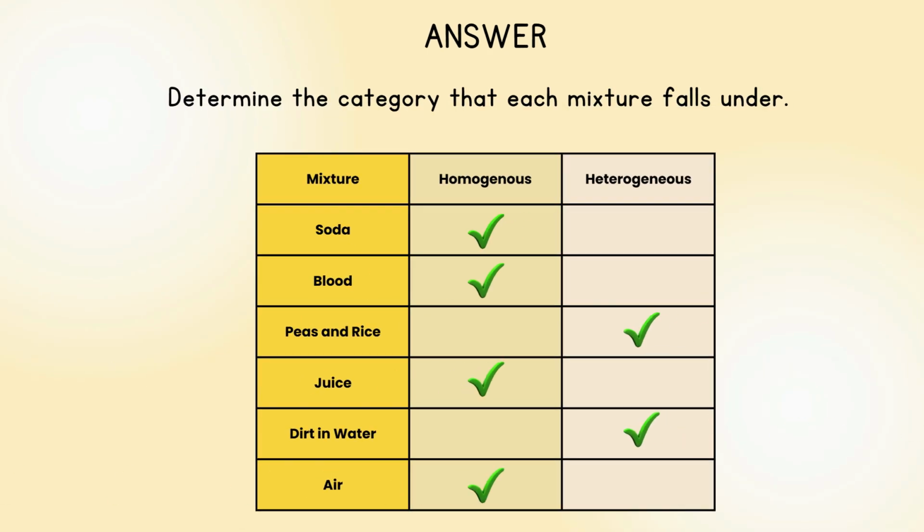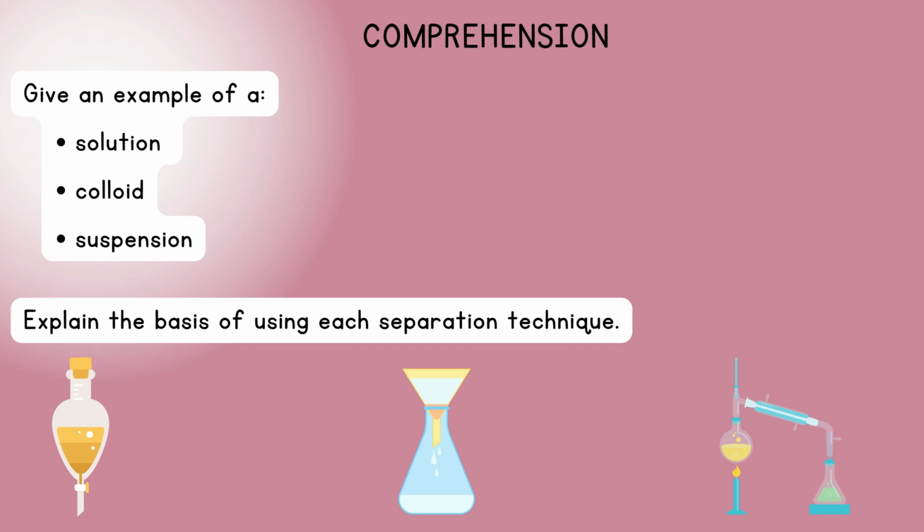Yay! You got them all right. I am so proud of you. So soda, blood, juice, and air will be categorized as homogeneous, while peas and rice and dirt in water will be both heterogeneous. Good job. Give an example of a solution, colloid, and a suspension.